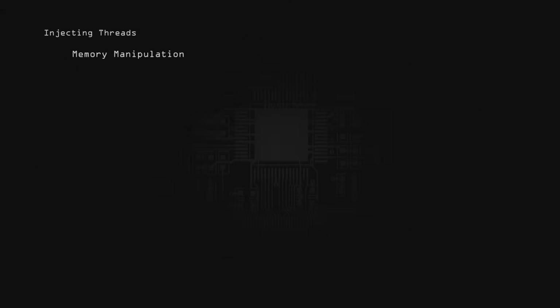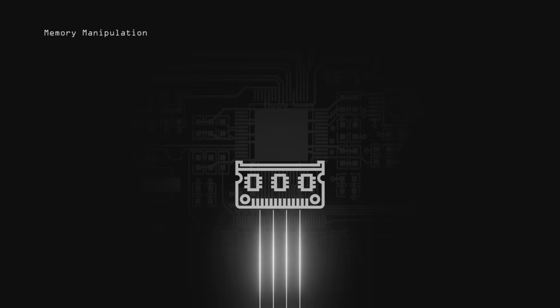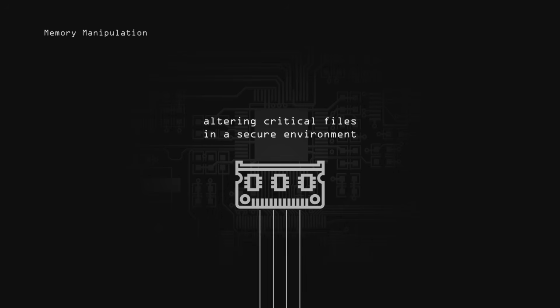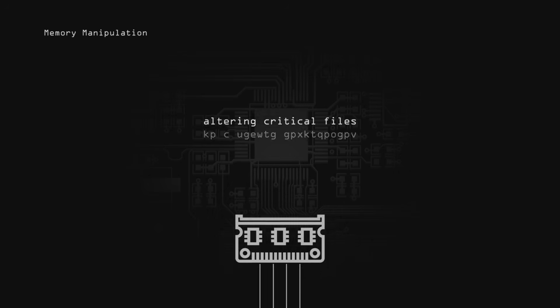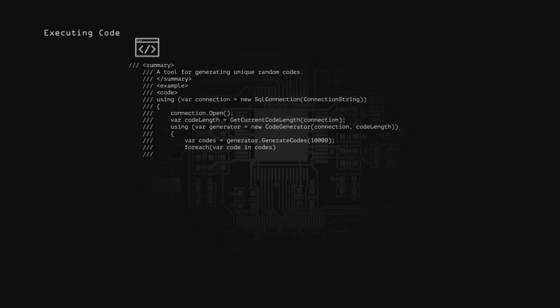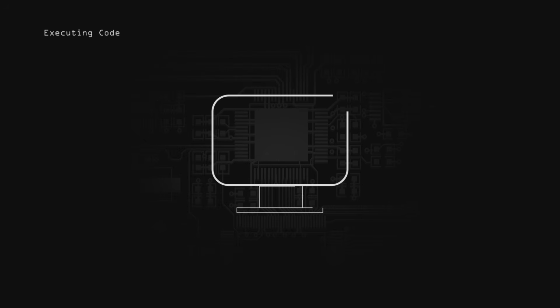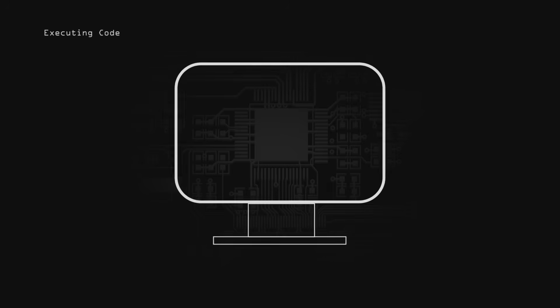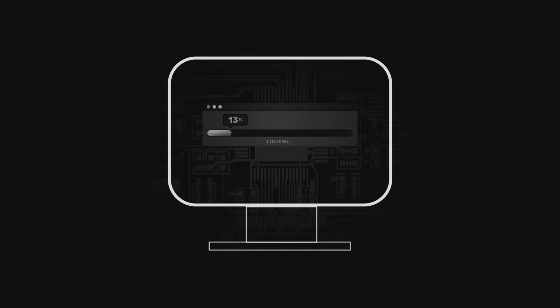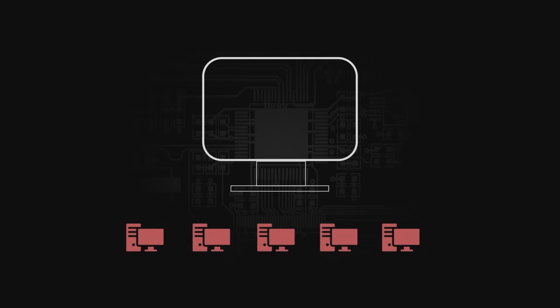Memory manipulation. With these threads in place, it is possible to read and write to the memory of the elevated process, like altering critical files in a secure environment. Executing code. Finally, by executing the malicious code within this higher privileged context, this exploit performs actions that are normally off-limits, such as installing malware or accessing sensitive data. By chaining these steps, attackers can move from basic shell access to gaining full control over the VM, setting up for further exploitation.